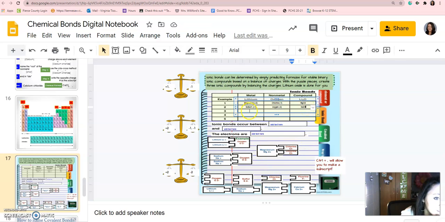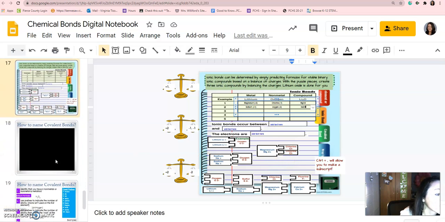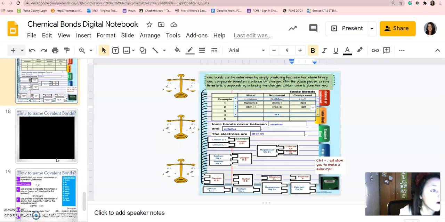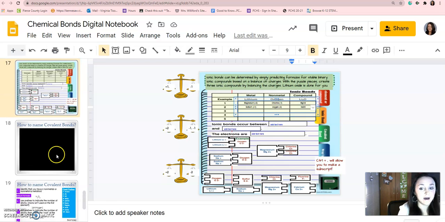Okay, so go ahead and do 2 more of those where you drag the metal and the non-metal and put those there. Okay, and so that is all for how to name ionic bonds.